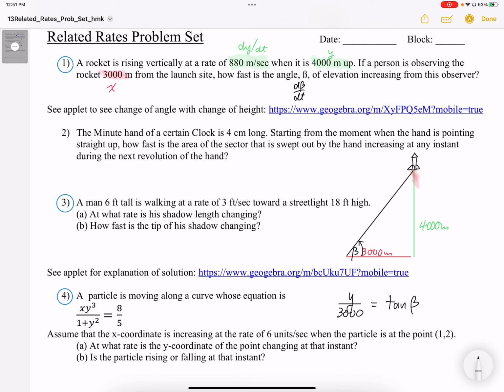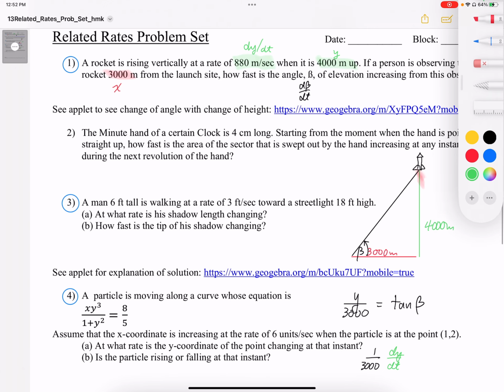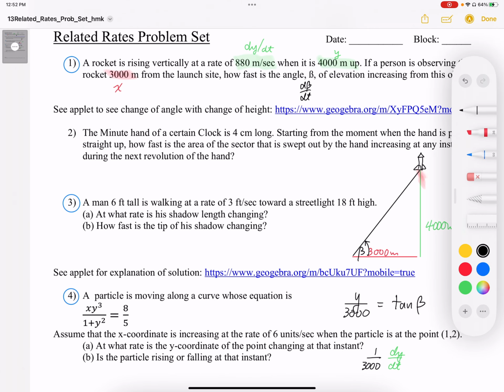So I'm going to have 1 over 3,000, and then differentiating my y, that's where I'm going to generate my dy/dt, because y is a function of time, so it's an embedded function. That's going to be equal to the derivative of tan, which is secant squared. Because I have beta embedded, and beta is a function of time, I'm going to apply the chain rule and generate my d beta/dt. And that's what I need to know.